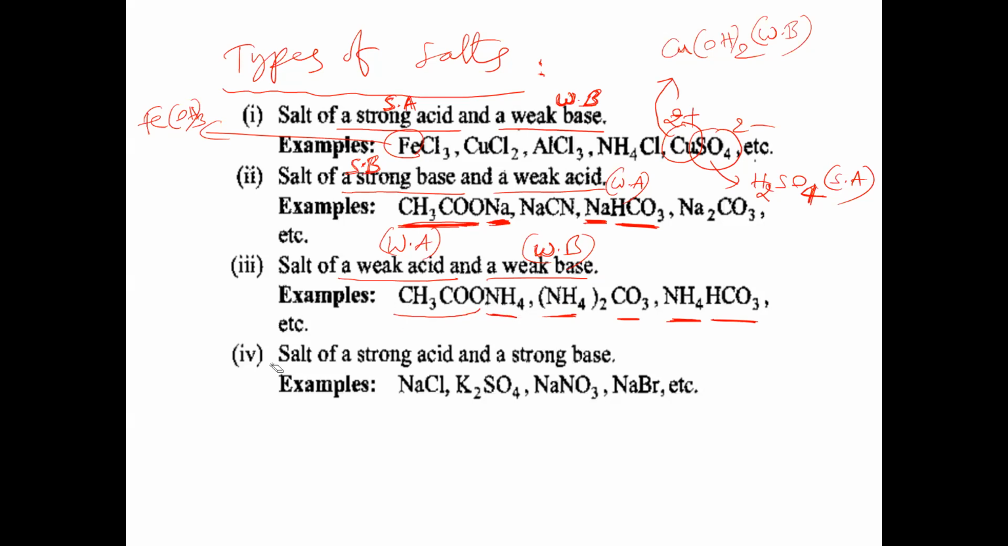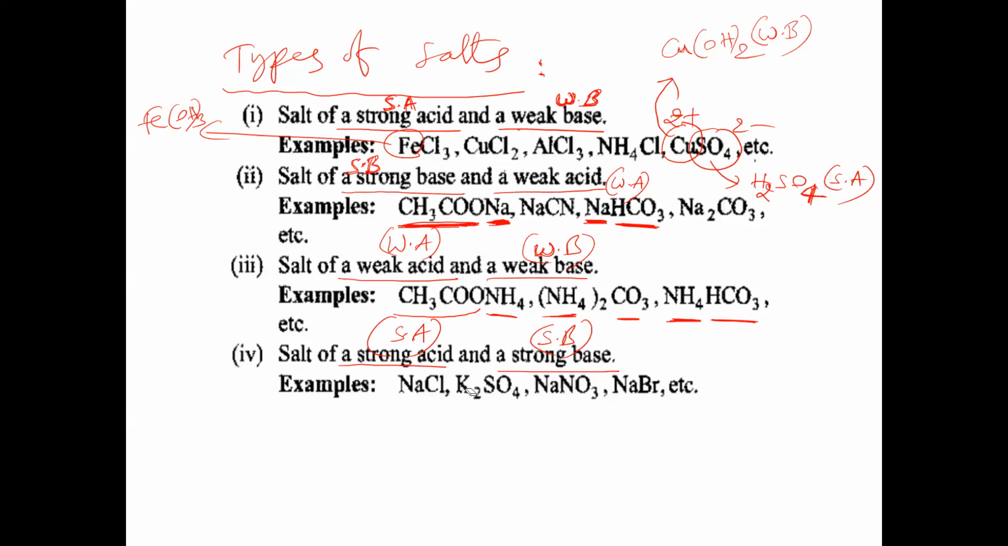Okay. Next. Now, the fourth type is salt of a strong acid and a strong base. In this case, examples, check it here. Na plus from NaOH, strong base. Cl minus from HCl, strong acid. Both cations and anions come from a strong acid and a strong base.